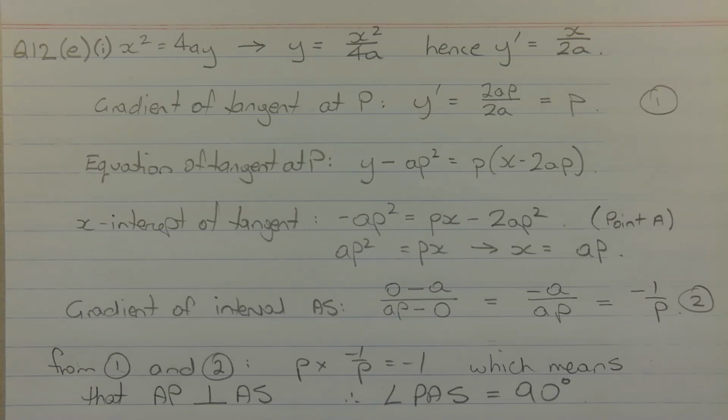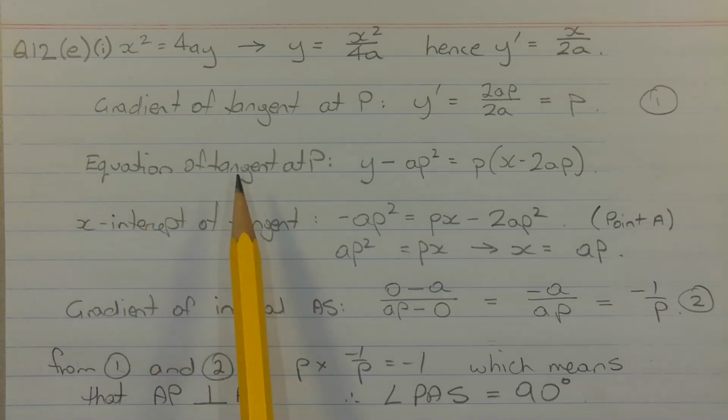Now we can use the gradient function to find the gradient of the tangent at any point on the curve. We're interested in the gradient of the tangent at point P, and point P has x coordinate 2ap. So the gradient of the tangent at point P is y' = 2ap/2a, which simplifies to the parameter p. We'll call this equation number 1.